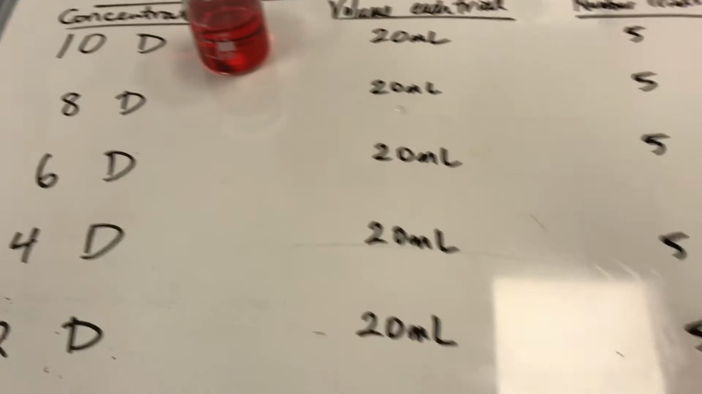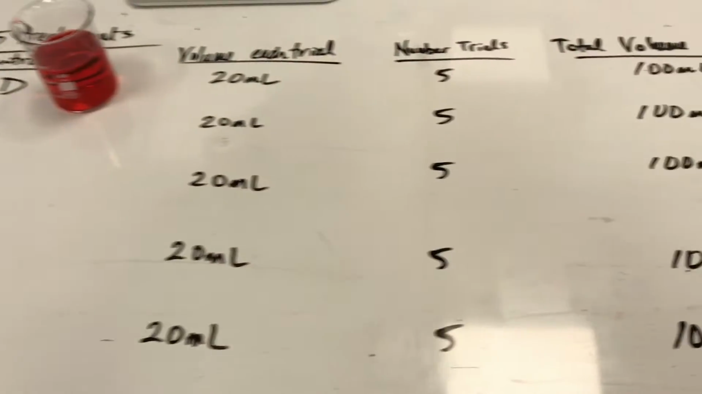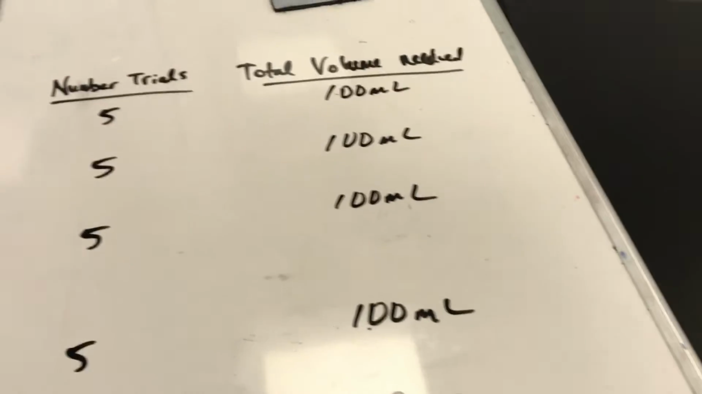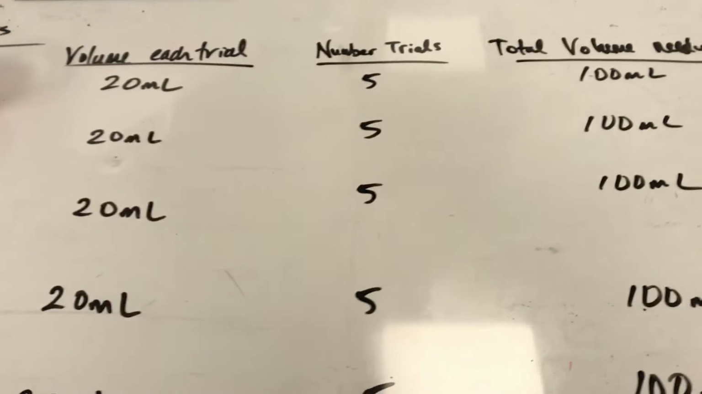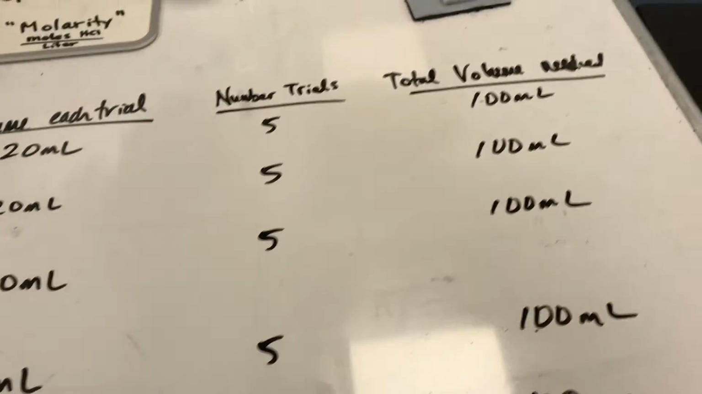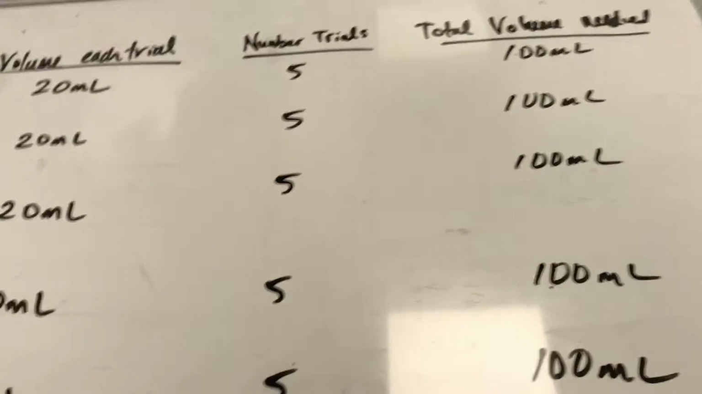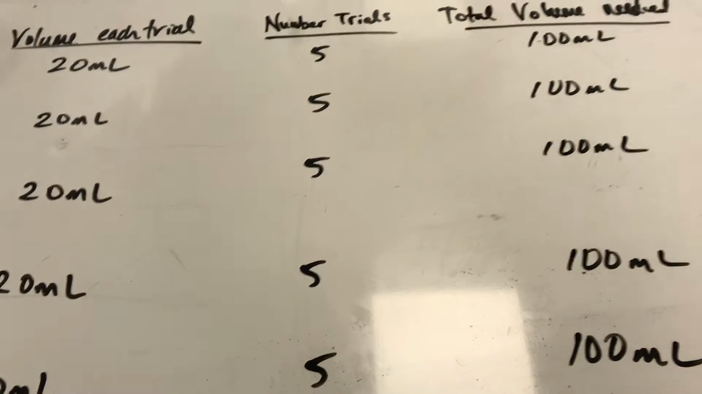But it would also mean, if you did that for every one, and you did 25 trials total, you would need 100 milliliters of all of them. So you might have a different volume per trial that you decide on, a different repeated number of trials, and a different total volume. But this is what you need to think through in advance. How much do I need to make?